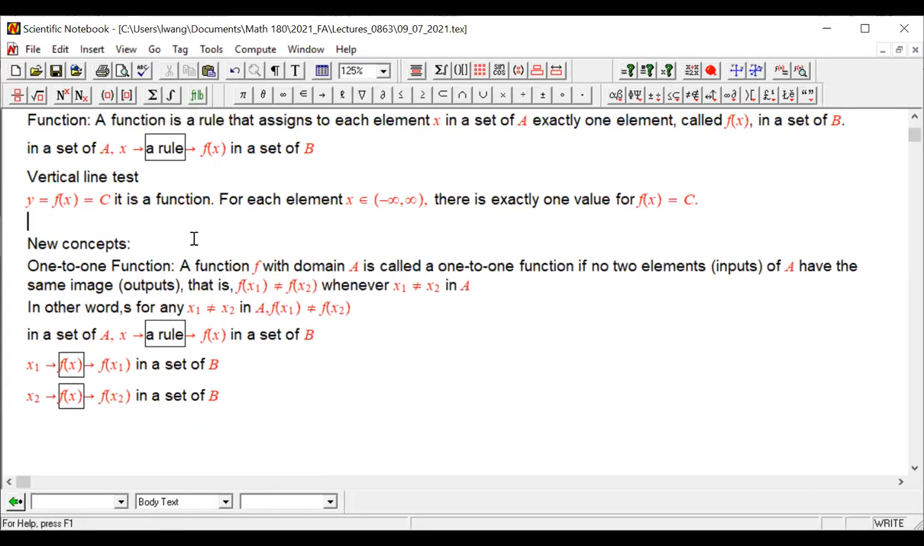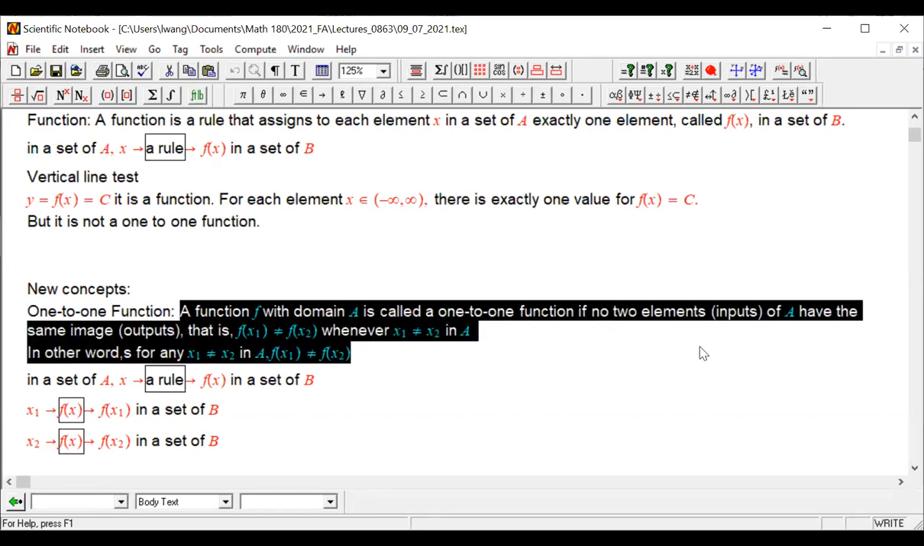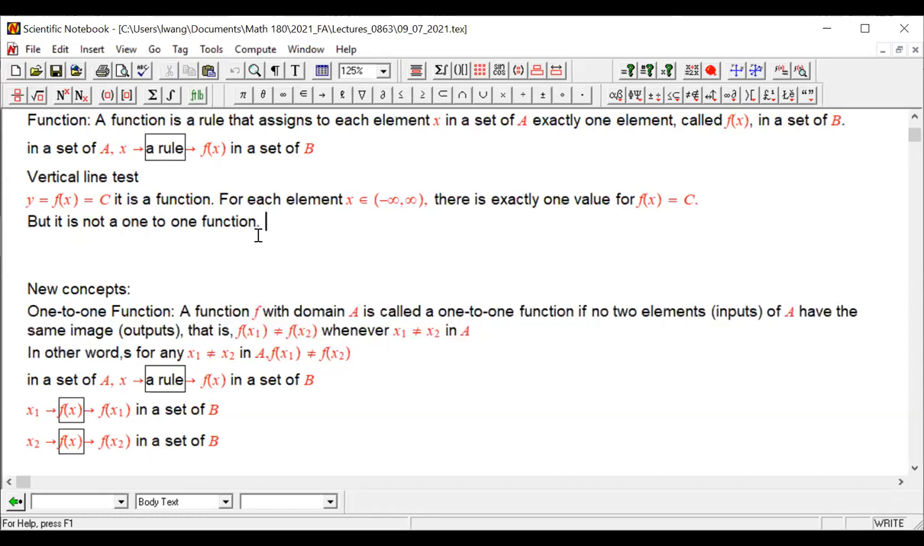But it is not a one-to-one function. I'm going to write down the reasons for you. When I say it's not a one-to-one function, I'm going to quote the definition of one-to-one and its opposite. For each definition, it tells us both what is, and it also tells us what is not. You guys follow me?